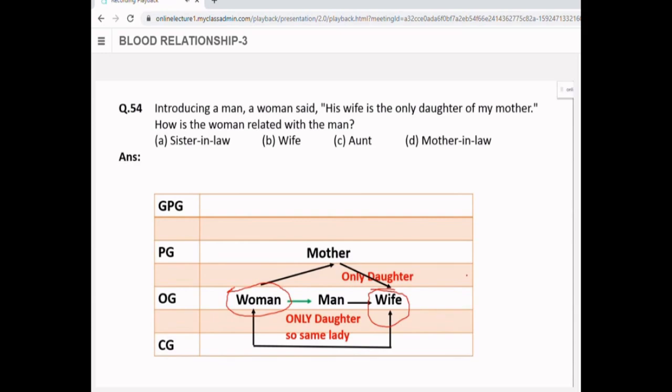What does the question say? Only daughter. Mind you, the question says only daughter. See now what I'm saying. Only daughter. So it's not that the woman has two daughters. His wife is the only daughter. So that woman here and that wife are one and the same because of that word only daughter. Before this, it looks as if there are two. If it said daughter, it would be two. But because of that word only, it is the same lady.